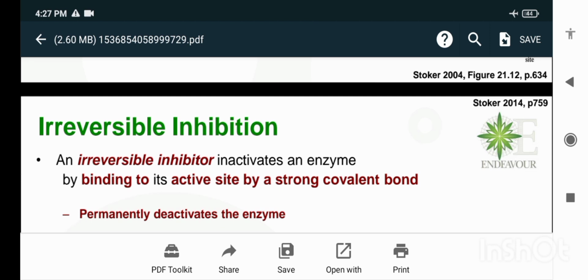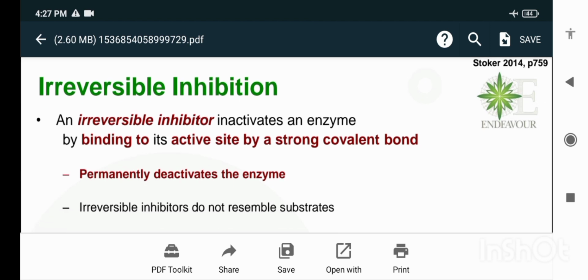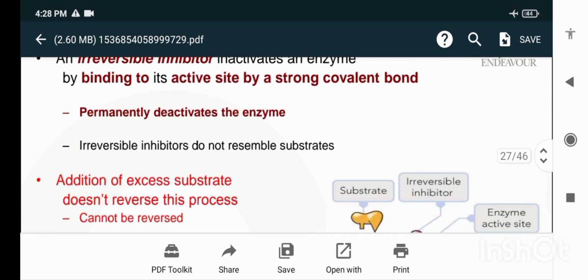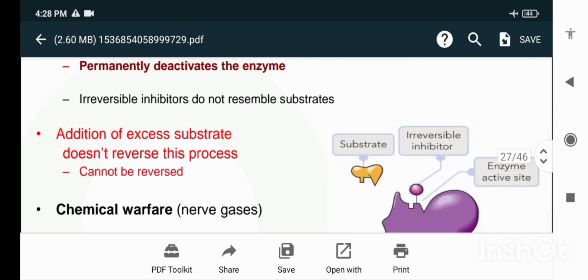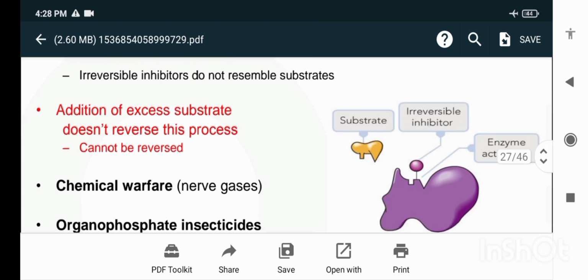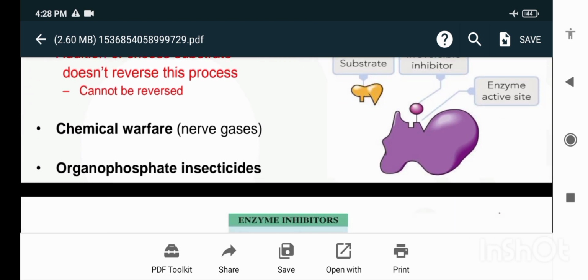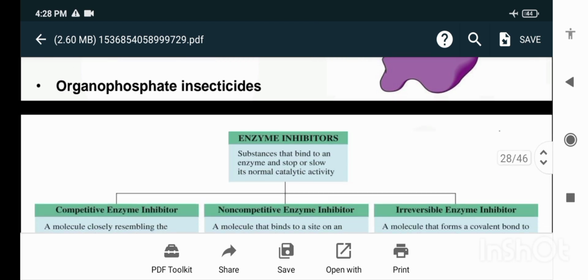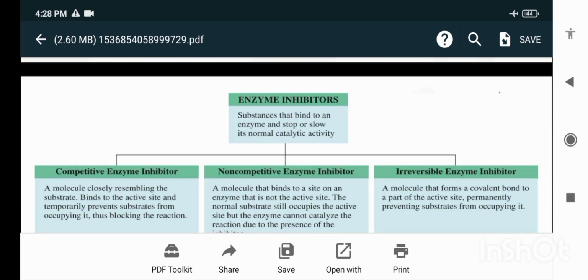Irreversible inhibition. An irreversible inhibitor inactivates an enzyme by binding to its active site by a strong covalent bond, permanently deactivating the enzyme. Irreversible inhibitors do not resemble the substrate. Addition of more substrate does not reverse this process; it cannot be reversed. Examples: chemical warfare agents, nerve gases, organophosphate insecticides are enzyme inhibitors.